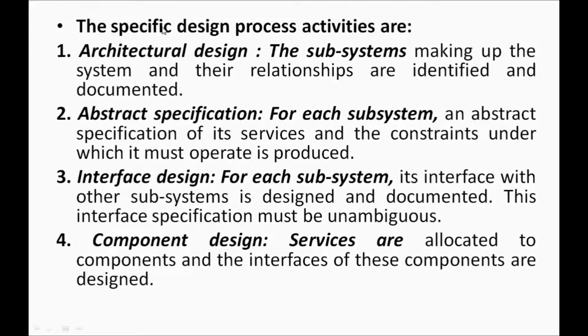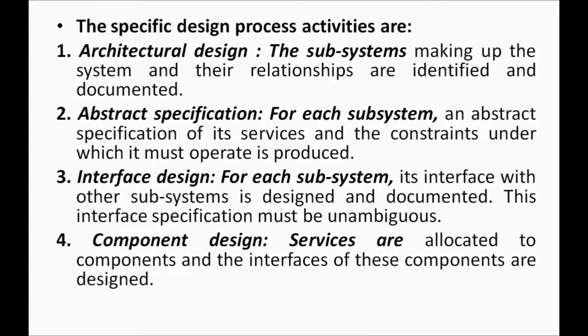Next, the specific design process. If I say design process activities, what is the first design output you can produce? That is the architectural diagram. The architectural diagram can be the first output of the design process. You can ask a question now: what is architectural design? Architectural design means, in simple words, the overall architecture of your project.